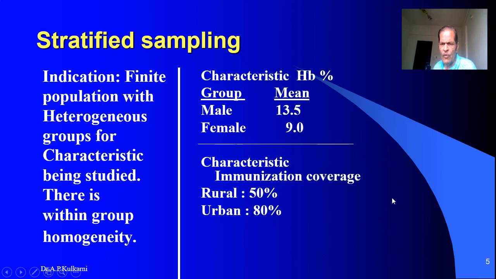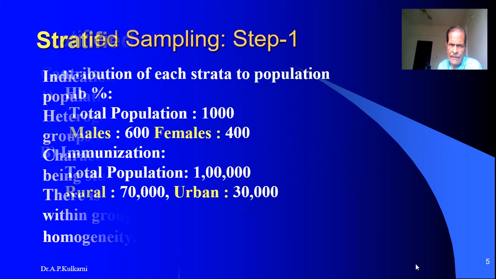There is another example, where we want to study the immunization coverage in a block consisting of a certain population. We have prior knowledge that in previous surveys the immunization coverage in the rural area was 50% and in the urban area was 80%. So the rural and the urban population differ significantly as far as the variable, that is the immunization coverage, is concerned, and that's why this is a heterogeneous population as far as the characteristic being studied is concerned. So these are the two examples with which we will explain the method of stratification.